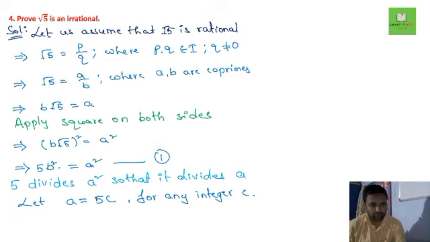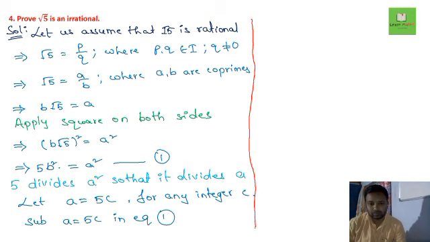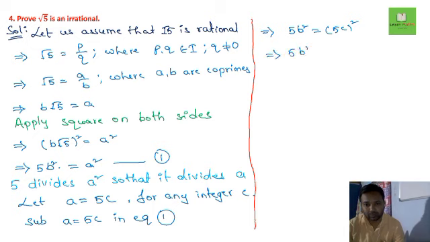Now what I am going to do is substitute this value in equation 1. Substitute a is equal to 5c in equation 1. Then what we get? We get 5b square is equal to 5c whole square. That implies 5b square is equal to 25c square. Here 5 and 25 have common factors. Cancel the common factors: 5 1 the 5, 5 the.